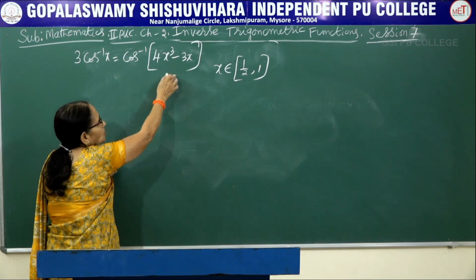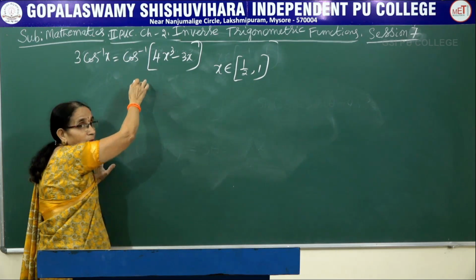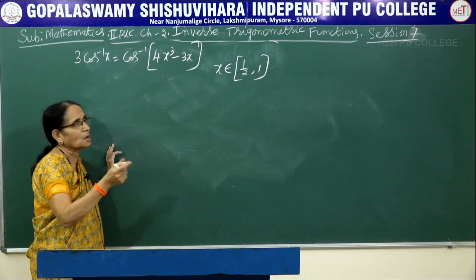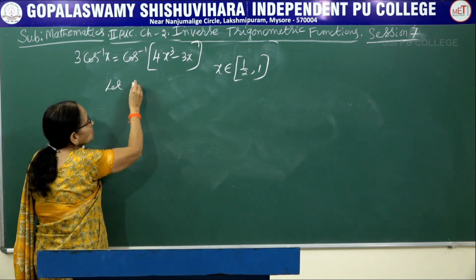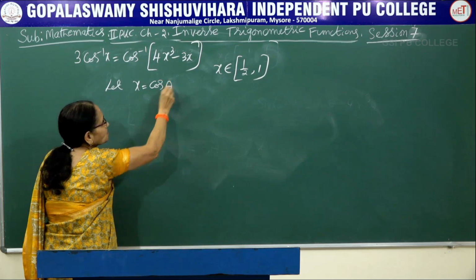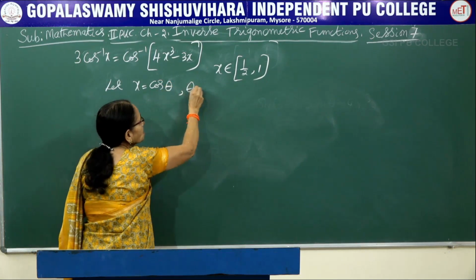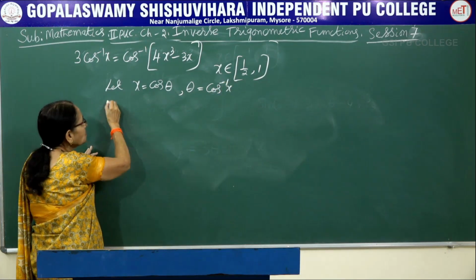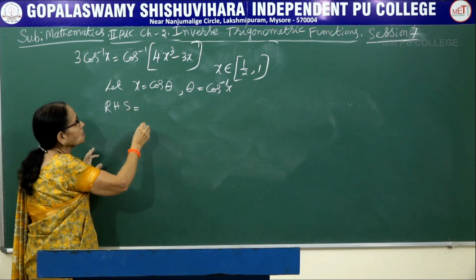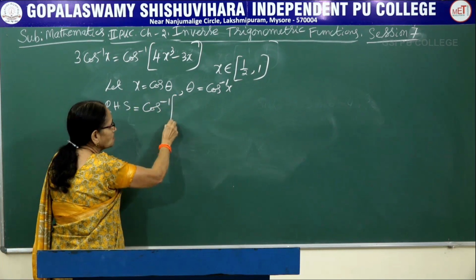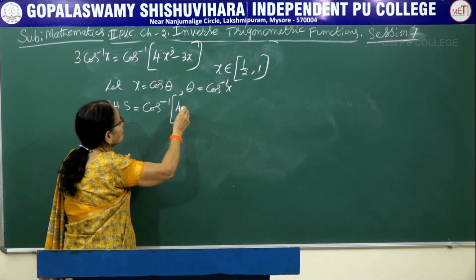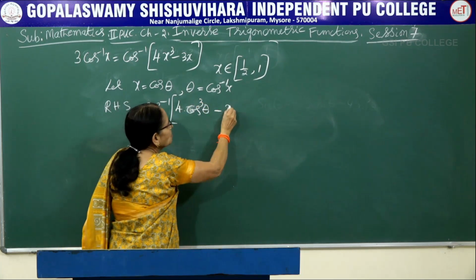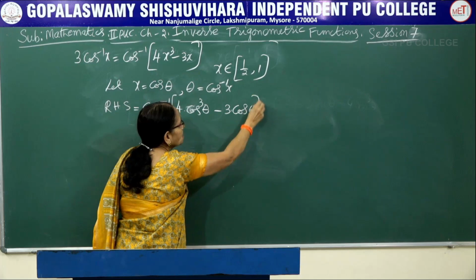Here also, look at this one. 4x cube minus 3x, outside we are having cos inverse. That means that try to write this function in terms of cos of something. For that, what can be the substitution? x can be taken as cos theta. Therefore, how do you write theta? Theta would be equal to cos inverse of x. Now, let me start with the right hand side. So, cos inverse you write as it is, 4 into, what is x cube here? x cube means it becomes cos cube theta and then minus 3 times cos theta.